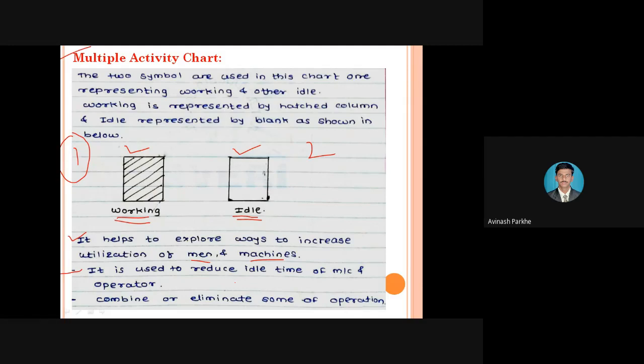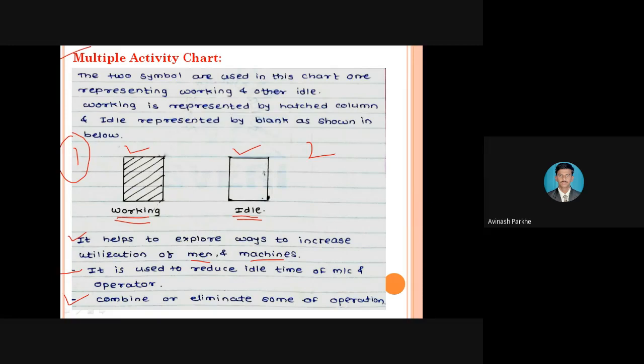So unnecessarily, if your machine is in stationary condition and your operator is in idle condition, in that idle time, if we assign some other work to that operator, your working time will be reduced. So whatever unnecessary idle time is there, it can be reduced by using the multiple activity charts. Also, this multiple activity chart is useful to combine and eliminate some of the operations.